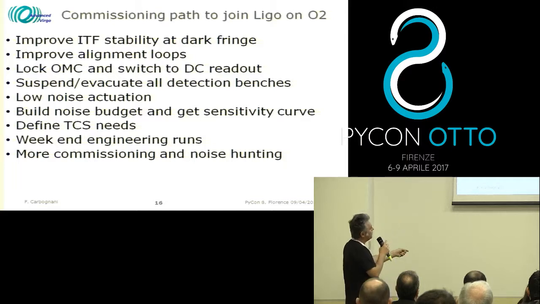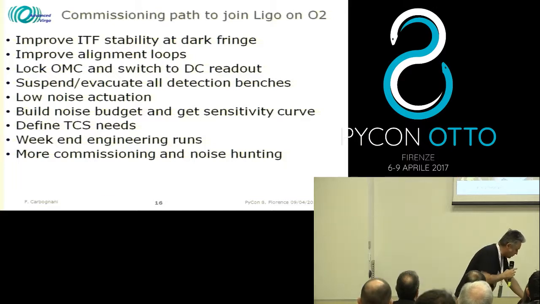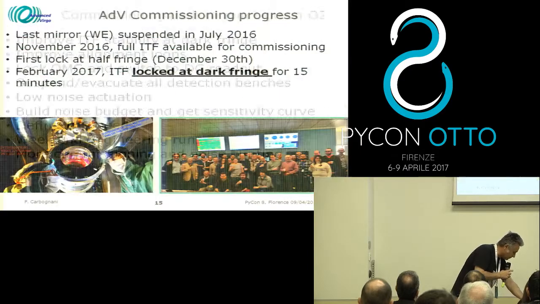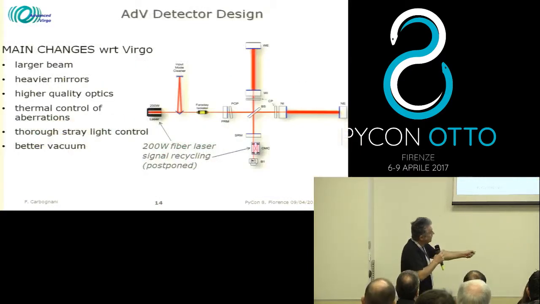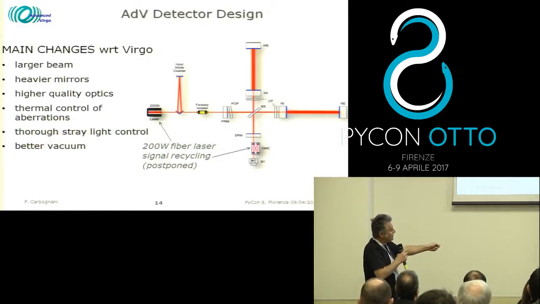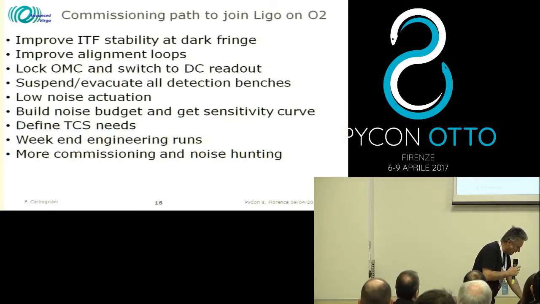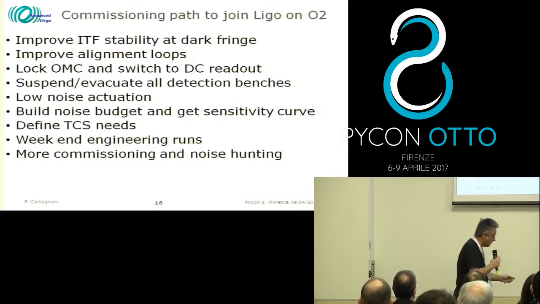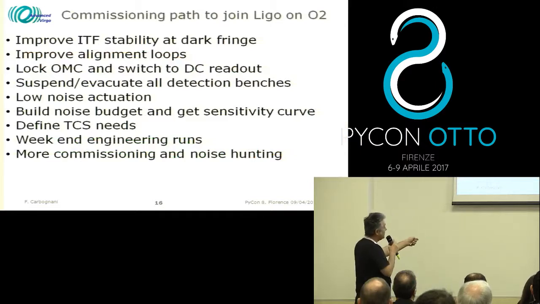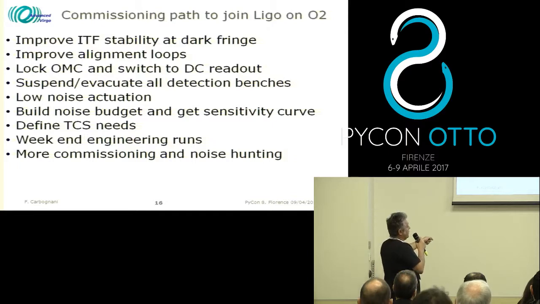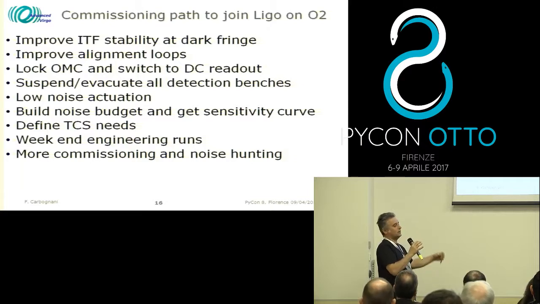So there is a last part of the detector, which I show you here. You see, at the end, you have this output mode cleaner. This is kind of a filter for the laser beam. We need to make it work, and again, this is happening just right now. We have to go to what we call low noise actuation. So at the moment we are controlling the mirrors, but in a noisy way. We need to scale down, by an order of magnitude, the noise we are injecting while controlling the mirrors.